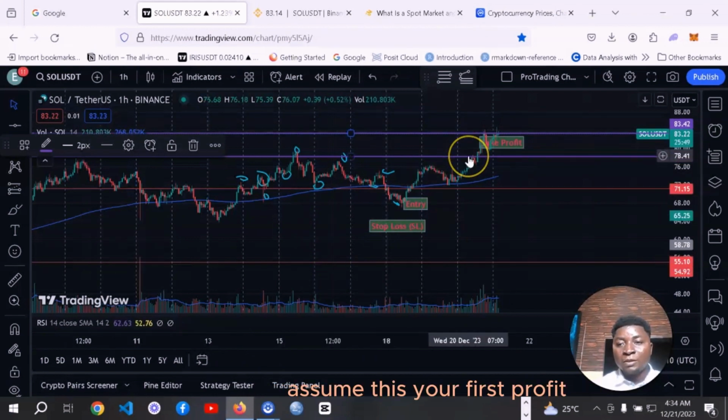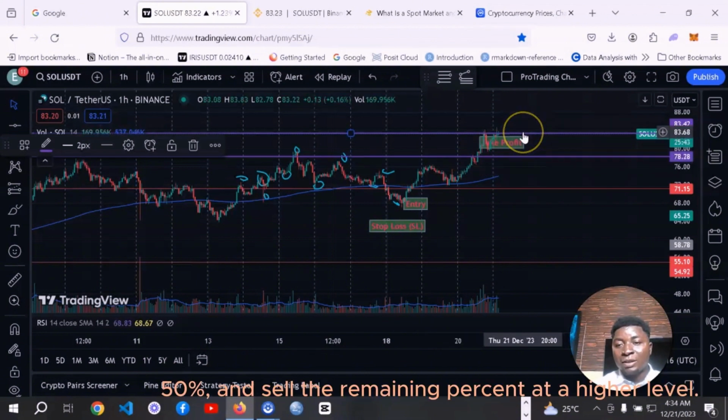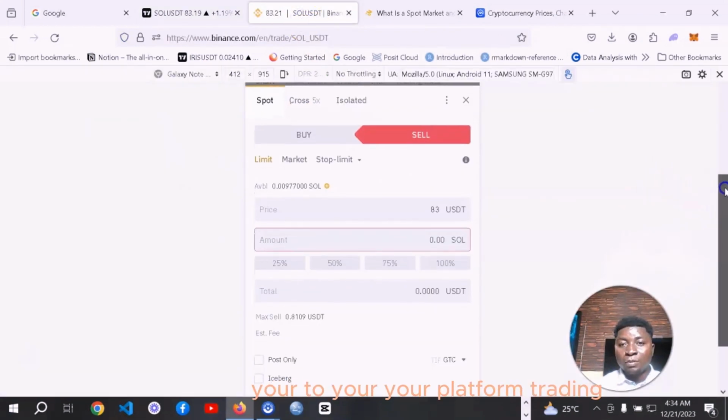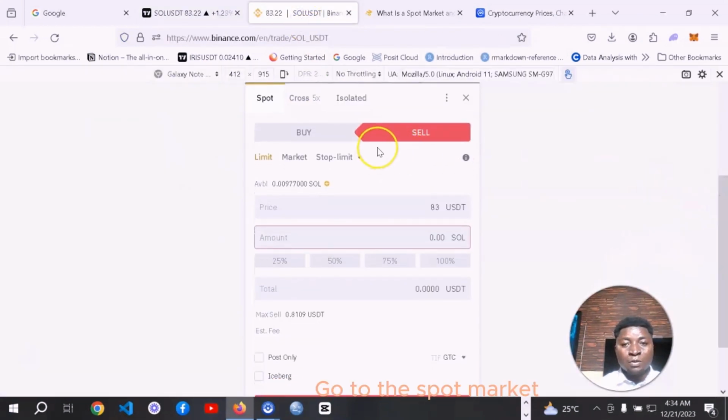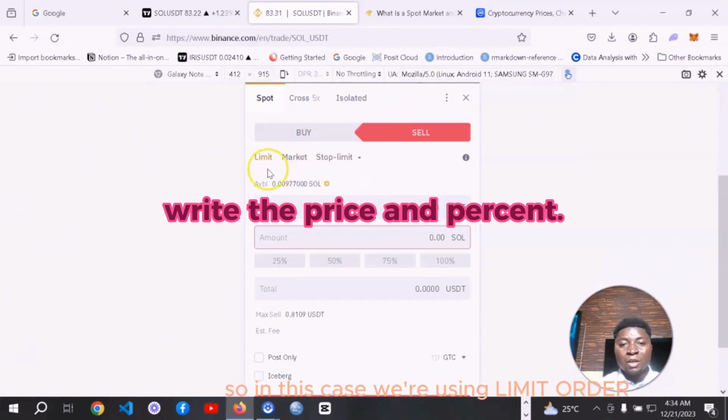Let's assume this is your first profit. Let's say at this level you want to sell maybe 50%, and at this level you want to sell the remaining percent. So how do you do that? You come to your trading platform, go to the spot market, and it is not going to be buy, it is going to be sell. In this case, we are using a limit order.